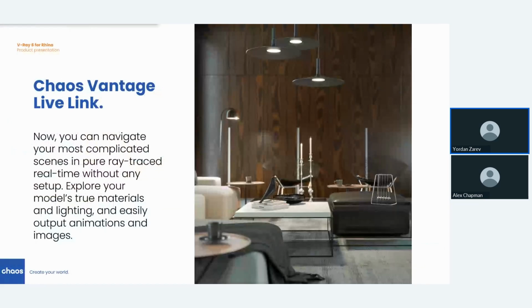The next thing we're adding is the Chaos Vantage Live Link. So now you can navigate your most complicated scenes in a pure ray traced real-time manner without any setup. So basically, you can explore your models and look at their true materials and lighting, and easily output animations and images in a matter of seconds.